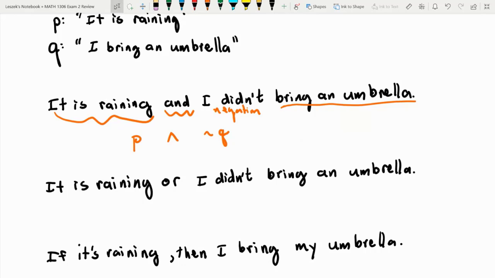And the next sentence is, it is raining. So that's represented by proposition P, or is a disjunction or a V. And again, I didn't bring an umbrella is a negation of statement Q.